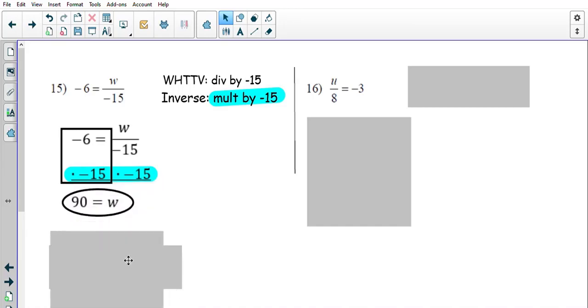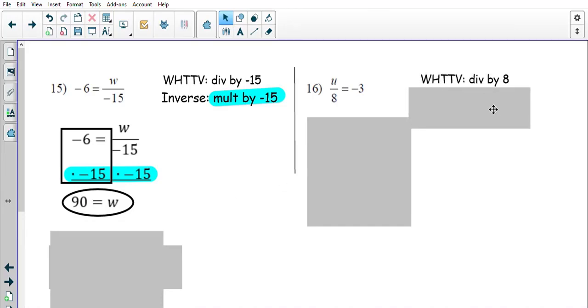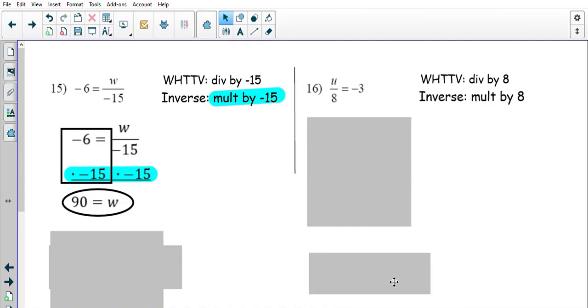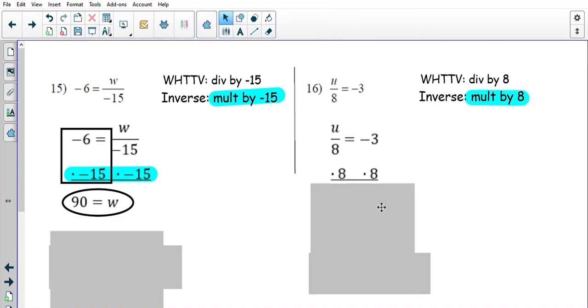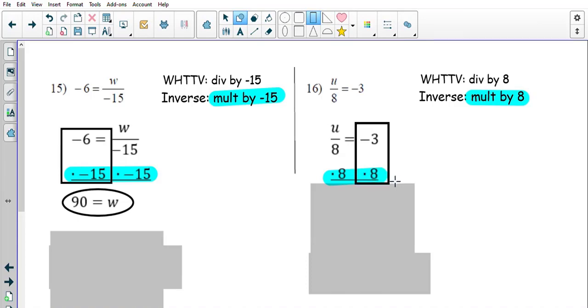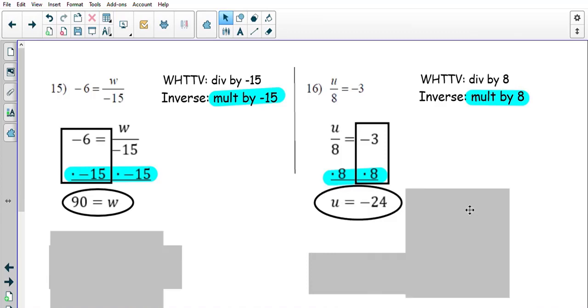All right, number 16. What's happening to the variable U is we're dividing by 8. What's the inverse of dividing by 8? Multiply by 8. So let's show that one time on each side of our equation. Remember to keep it balanced. I did have someone ask me, do we need to show it once on each side? Yes, get in the habit of showing that at this point because the equations are going to get much more challenging, not just this year, but in future years as well. So multiply both sides by 8. It'll cancel out on the left-hand side. And in your calculator, you're going to plug in negative 3 times 8. U will equal negative 24.